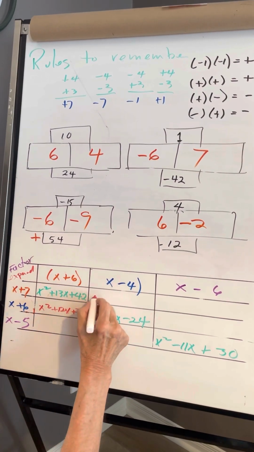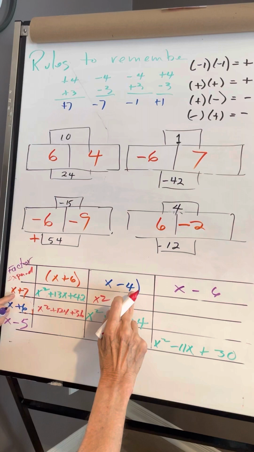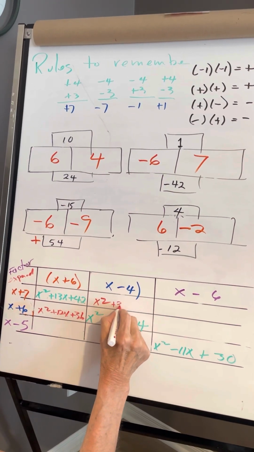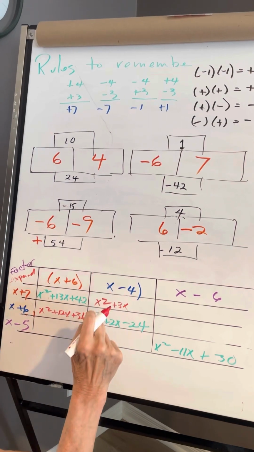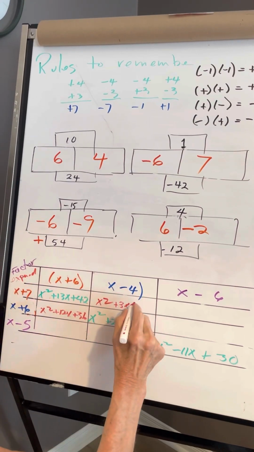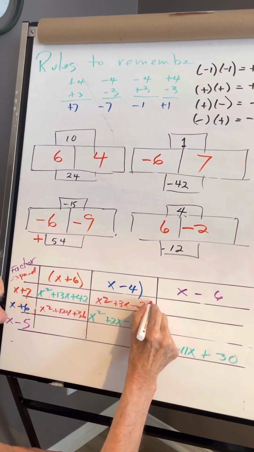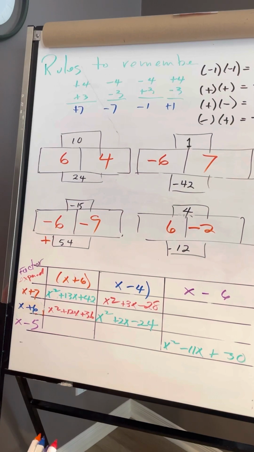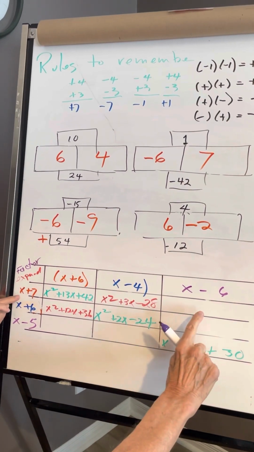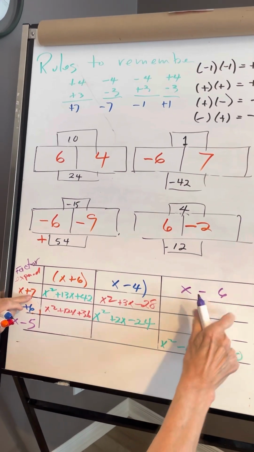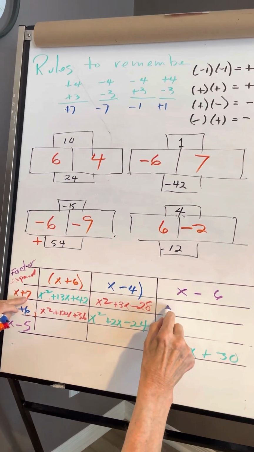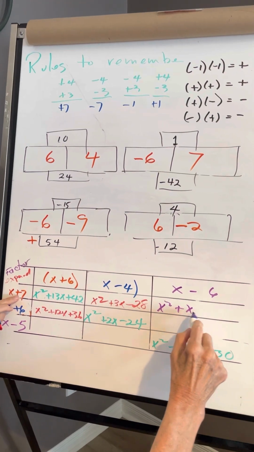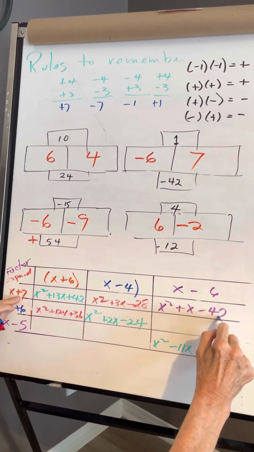So x times x is x squared. And this is 7 and 4. This becomes plus 3x, plus 7 minus 4. And 7 times 4 is 28. One negative, keep it. Okay, let me change the color again. This one over here, 6 times 7 is 42. X times x is x squared. 7 minus 6 is plus x. And 6 times 7 with one negative is negative 42.